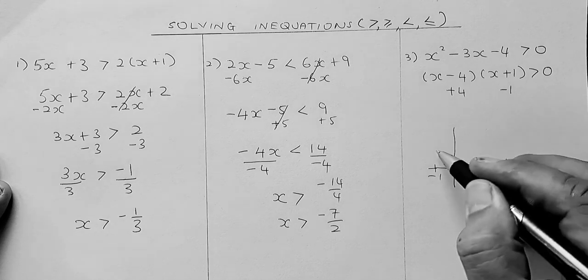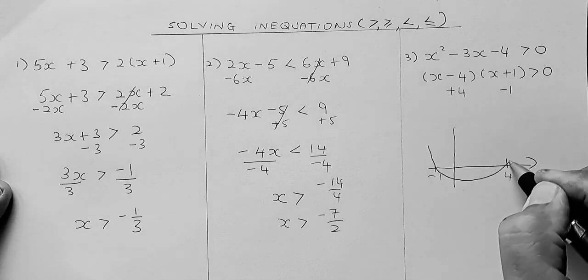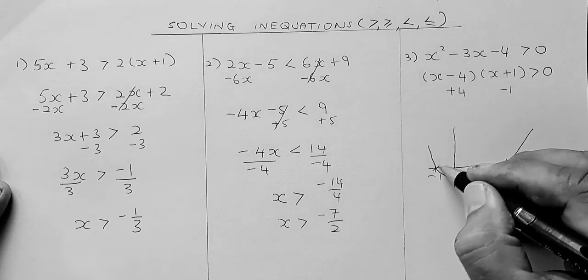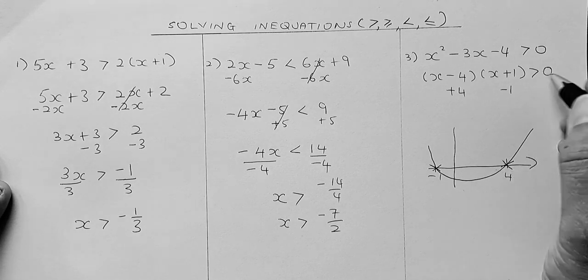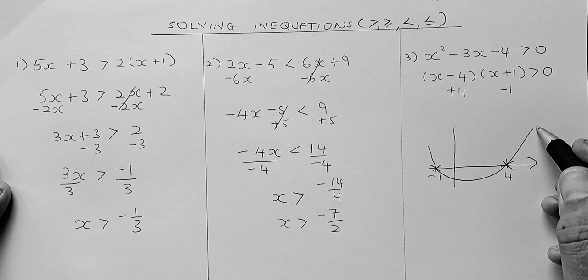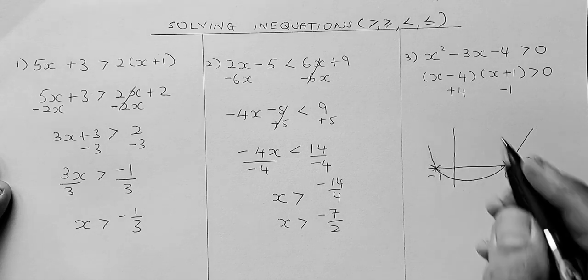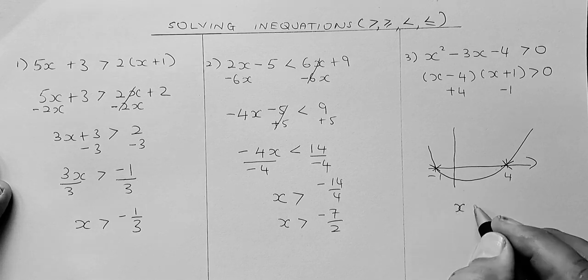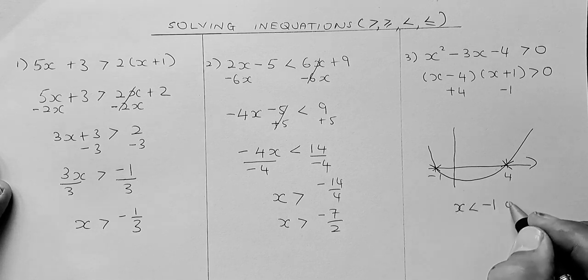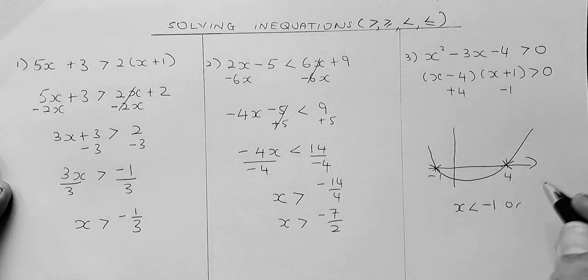A quadratic graph is a U shape, okay? And the roots are minus 1 and 4. So you need to find which part of the graph is greater than 0. This part is greater than 0 and this part is greater than 0. So your solution is going to be x, from here onward, less than negative 1, or from this side onward, x is greater than 4.